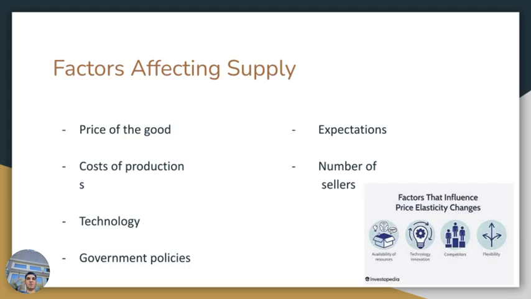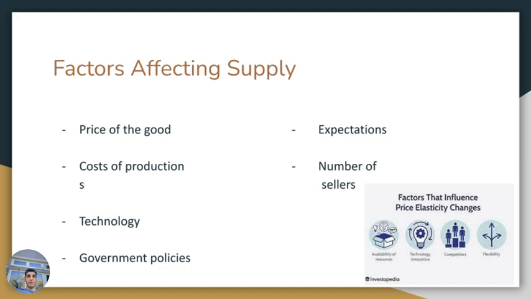Several key factors that influence supply are: the first is the price of the good itself. This determines how much producers want to sell, which causes movement along the supply curve. The second is the cost of production. If wages, raw material, and energy costs rise, production becomes more expensive and supply decreases. Third, technology plays a huge role. Advances in technology can lower costs and allow producers to supply more at every price.